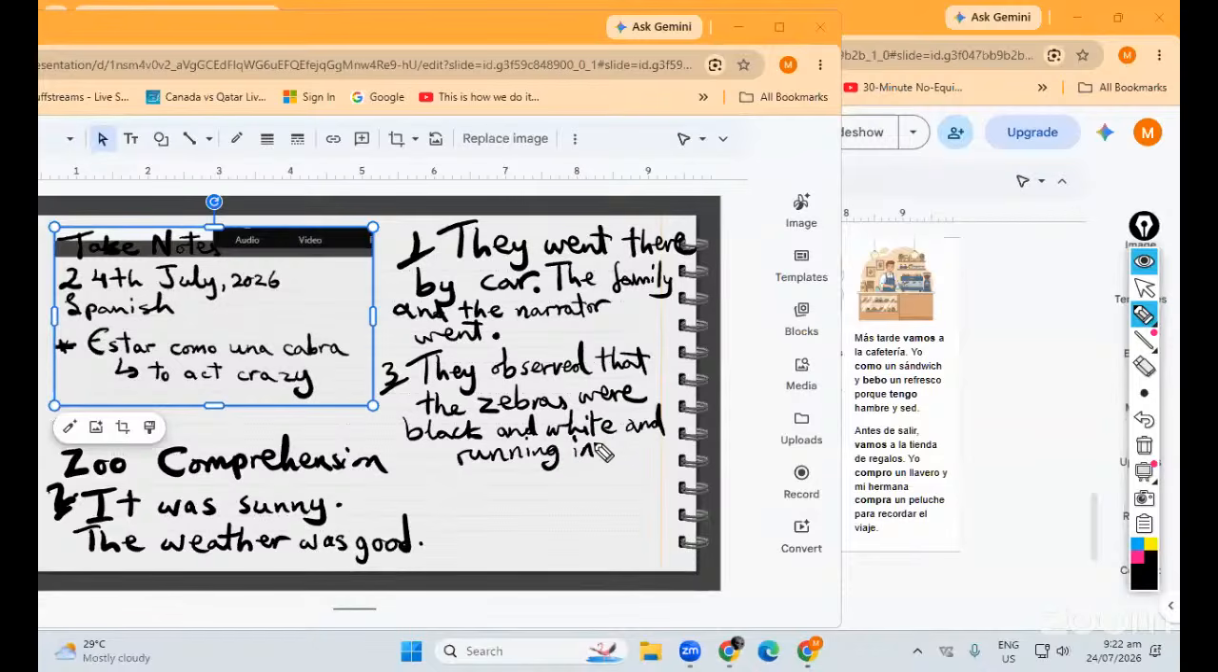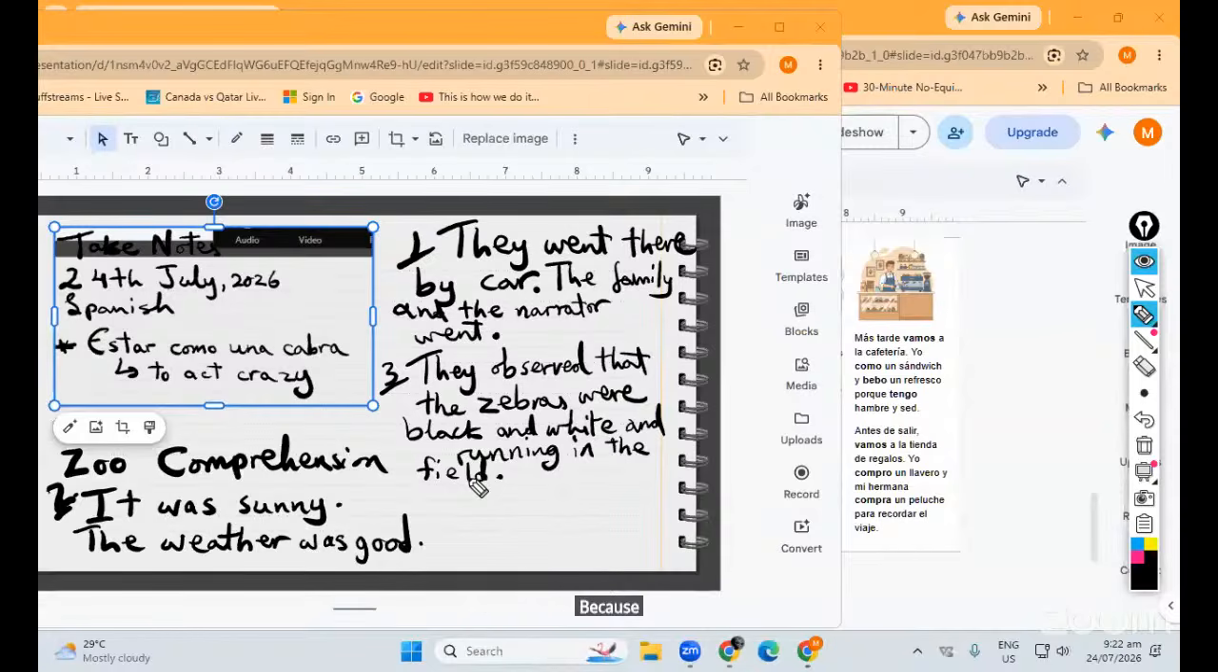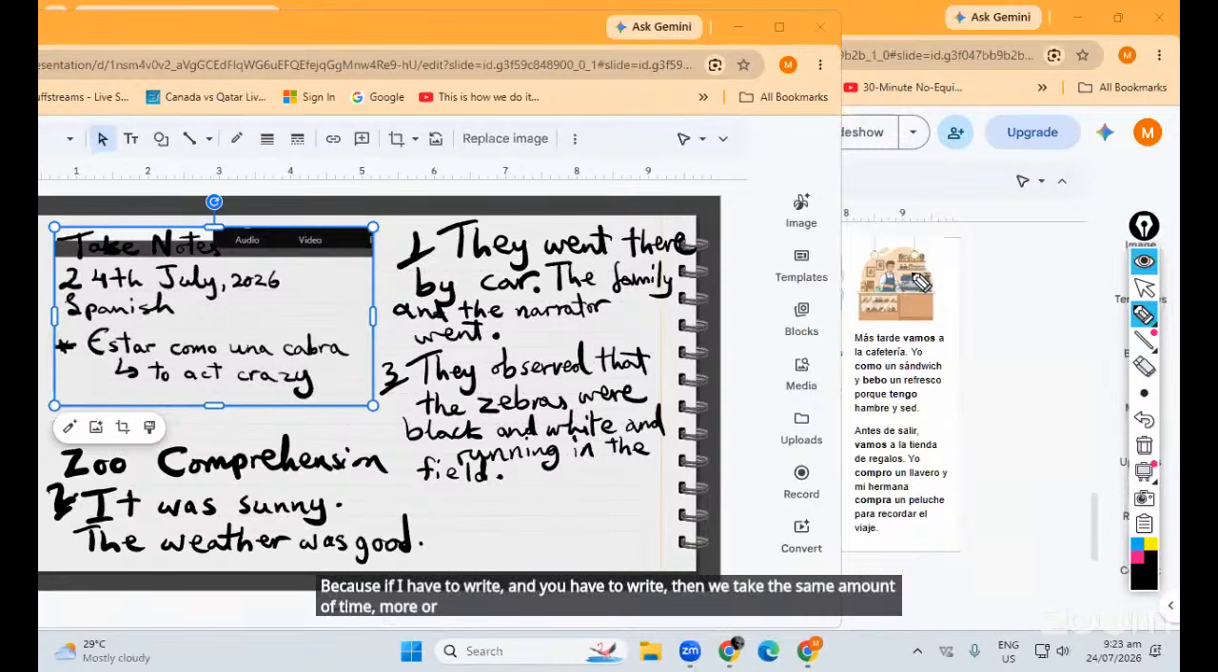One other good thing of me writing out the answers, besides the fact that I could then just send a link to your parents and say, well, this is what's supposed to be in your child's book, is that I don't rush us too fast to move on to the next thing. Because if I have to write and you have to write, then we take the same amount of time, more or less, right?